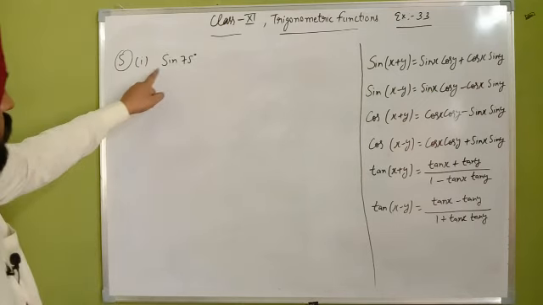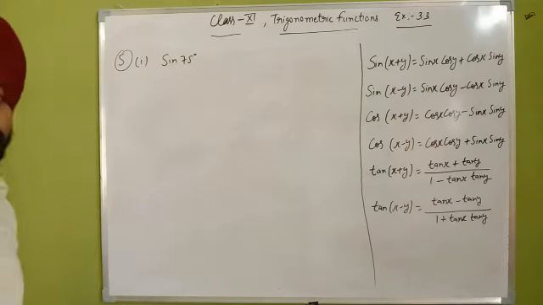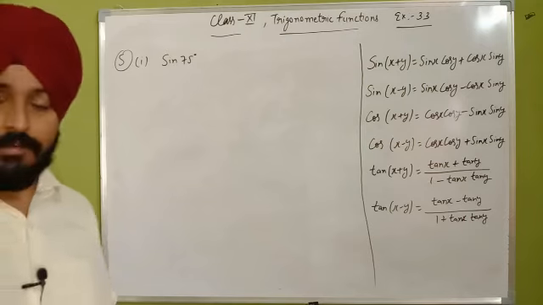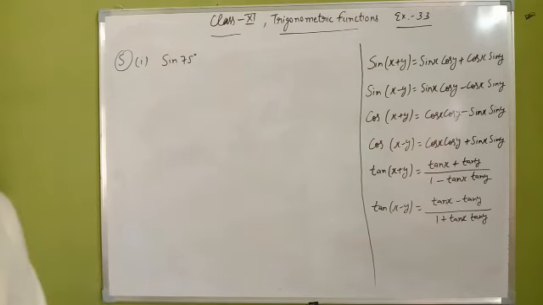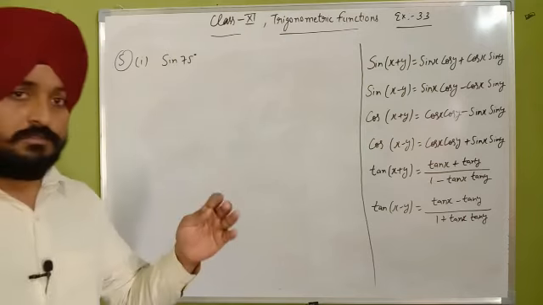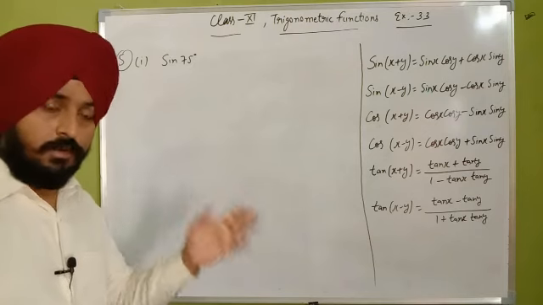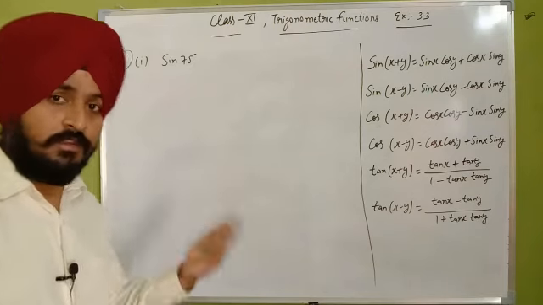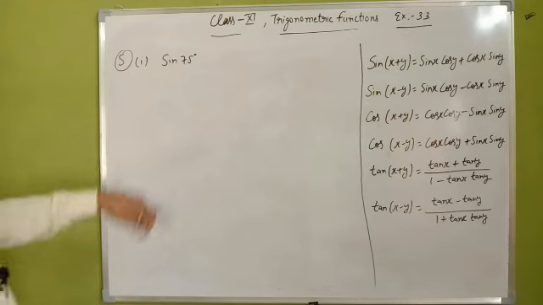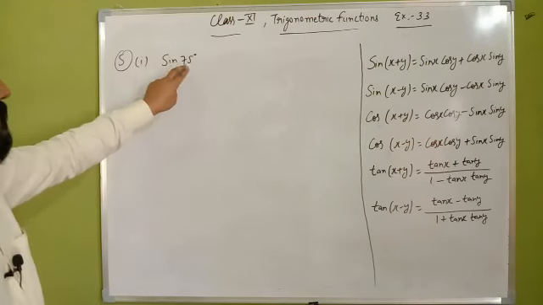Now look at the question, that is sin 75 degree. As we know the sin 30 degree value, sin 45 degree value, sin 60 degree and sin 90 degree, and sin 270, sin 180 degree and sin 360 degree, but it is very difficult to know about such value.